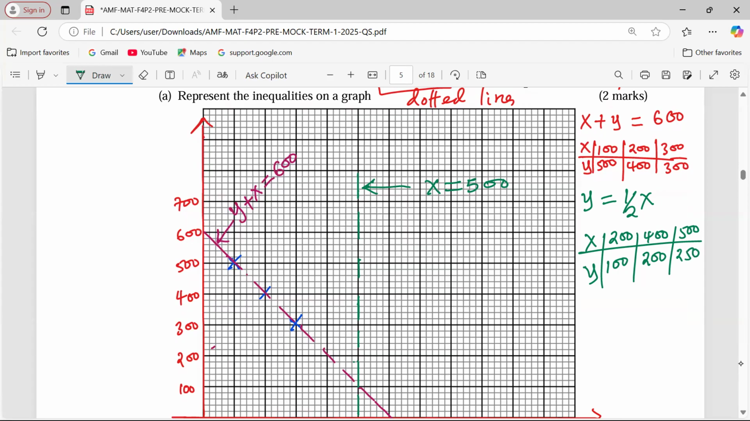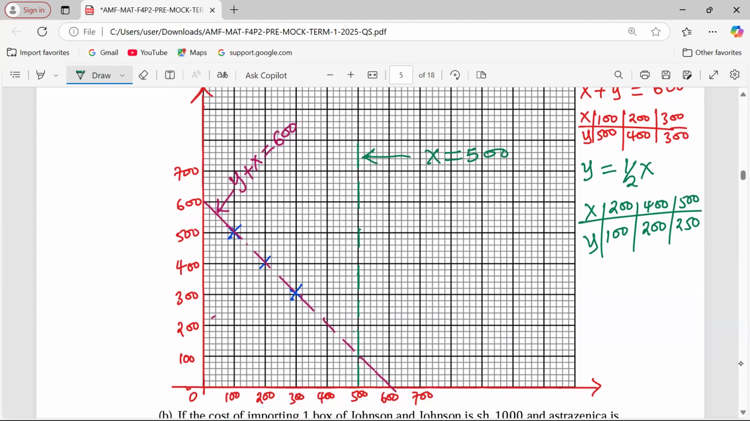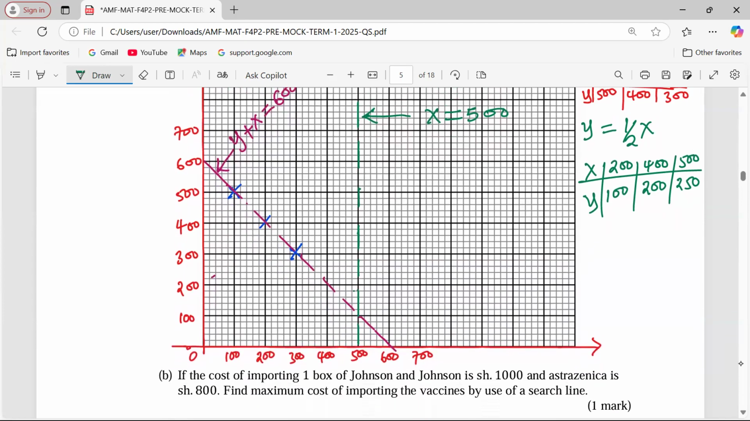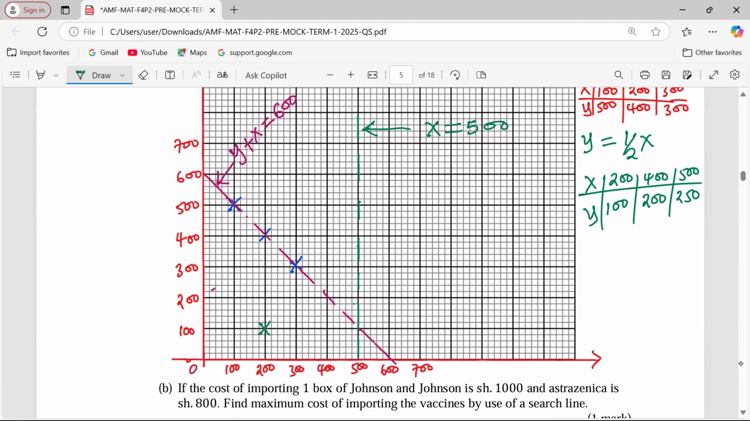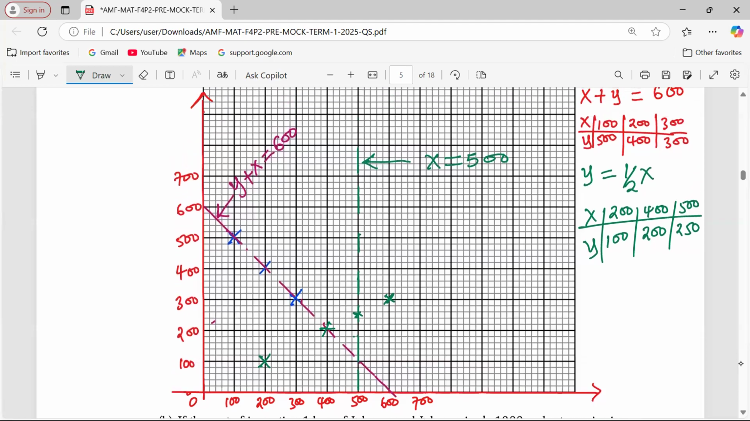So we can pick any values of x so that the corresponding values of y can be found using the equation. So now we need 200, 100, this one. We can also talk about the next value whereby 400 goes with 200. This is the coordinate. We can also talk about 500 and 250, which is here. 600 would go with 300, like that. So the values are unlimited.